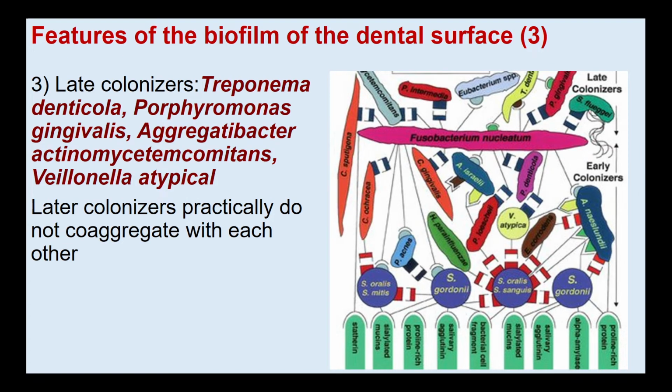Later, on the surface of Fusobacterium, Treponema, spirochetes, maybe Borrelia, Treponema denticola, Porphyromonas gingivalis, and maybe Aggregatibacter actinomycetemcomitans are added. Veillonella also may play a role as a late colonizer. A distinguishing feature of late colonizers is that they cannot aggregate with each other very often, and most of them aggregate only with Fusobacteria.